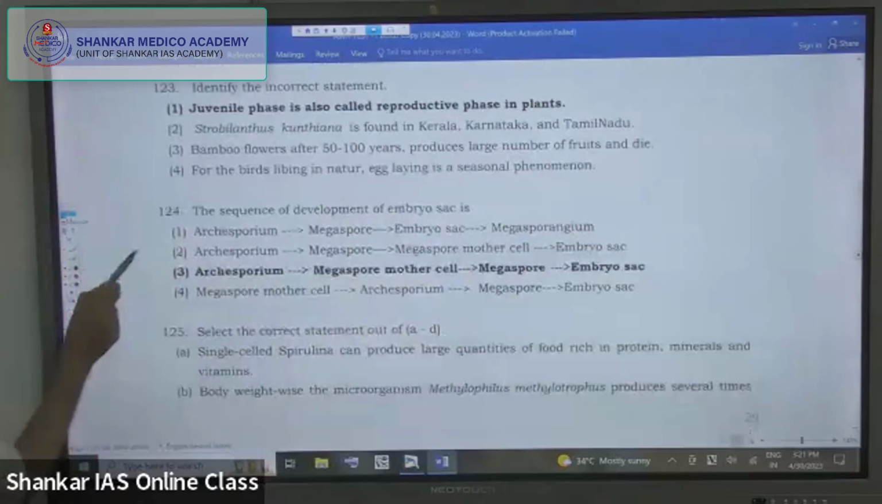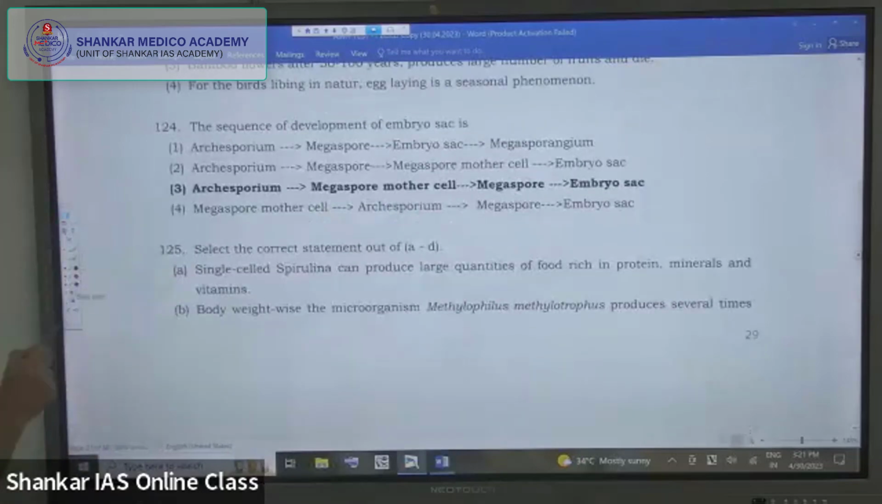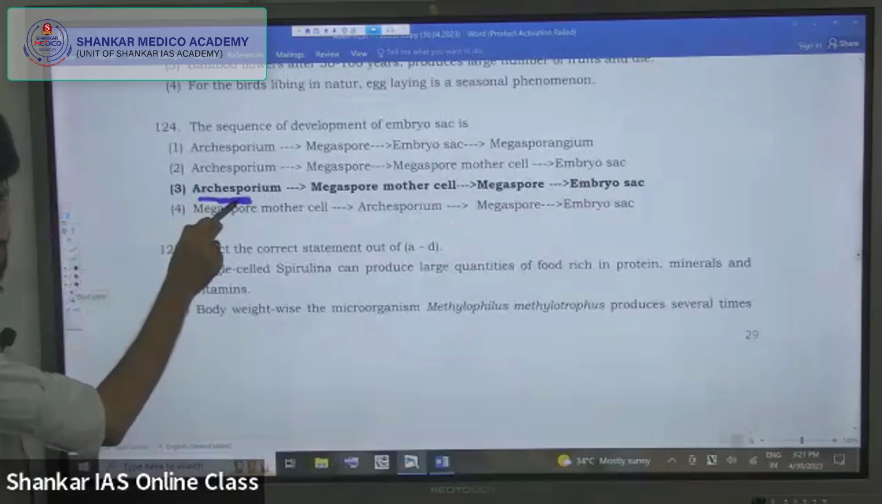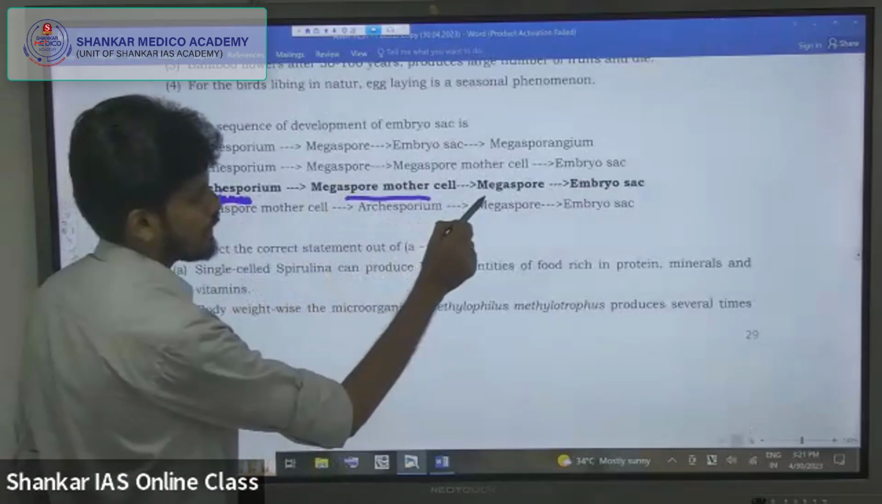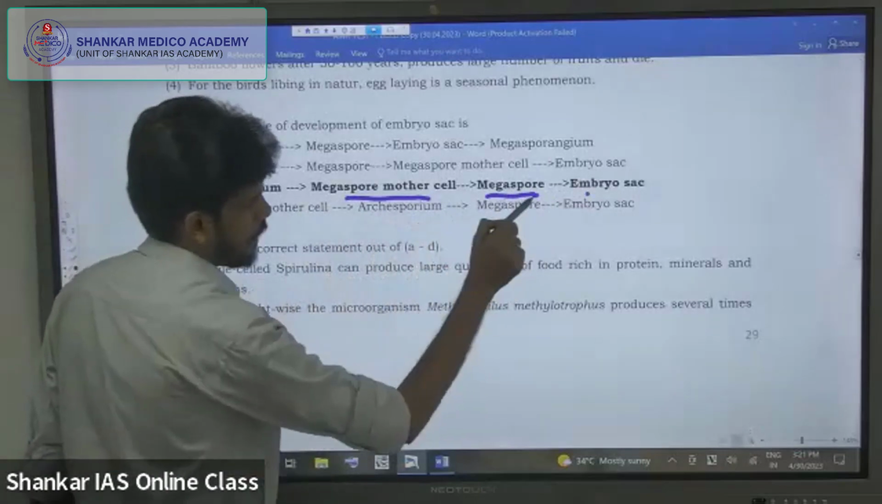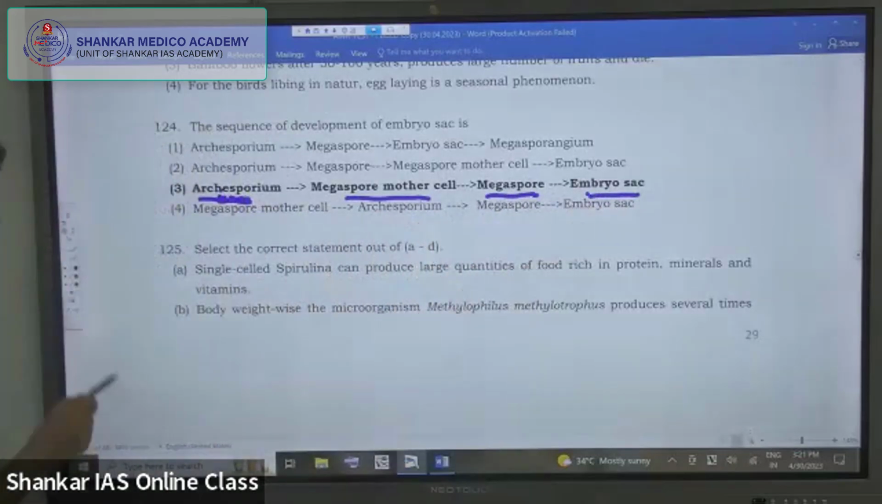Then the sequence of the development of the embryo sac starts with the archesporium. The archesporium is the group of cells that will produce the megaspore mother cell, which will form a megaspore. From the megaspore only, the embryo sac will be formed.